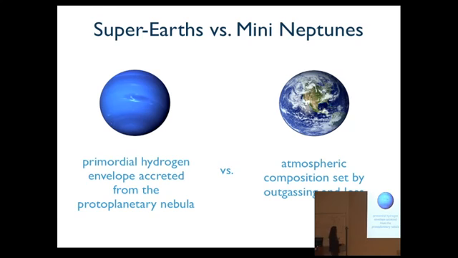So just for example, if we wanted to think about a definition of the difference between a mini Neptune and a super Earth, we might define a mini Neptune as something that had a primordial hydrogen envelope accreted from the protoplanetary nebula, whereas a super Earth would be something that had its atmosphere primarily coming from outgassing. And if we want to ask questions like this, then we need to understand escape processes.